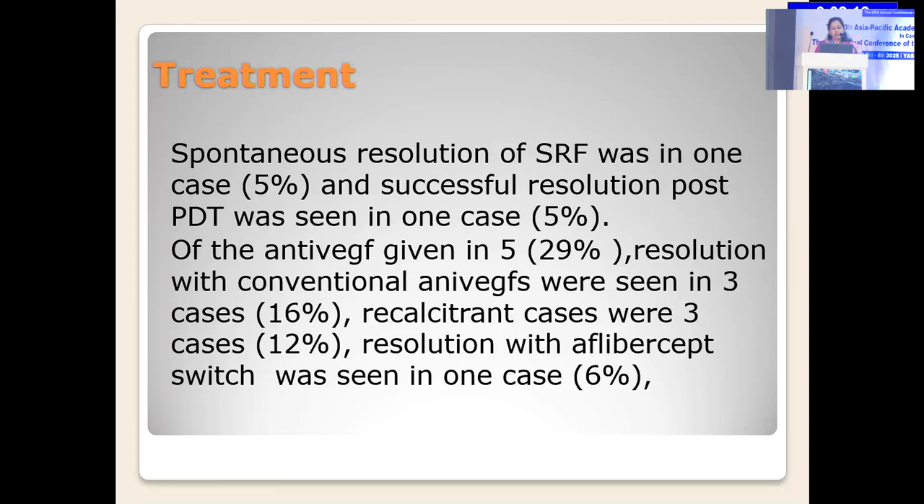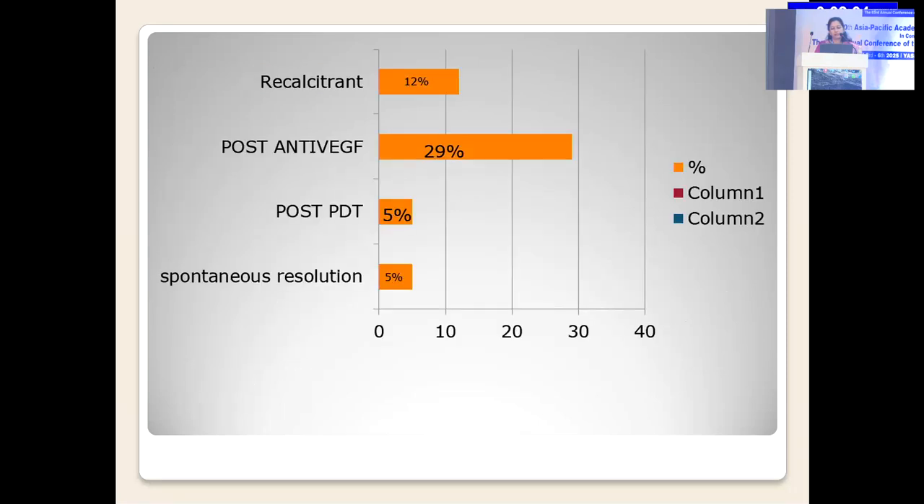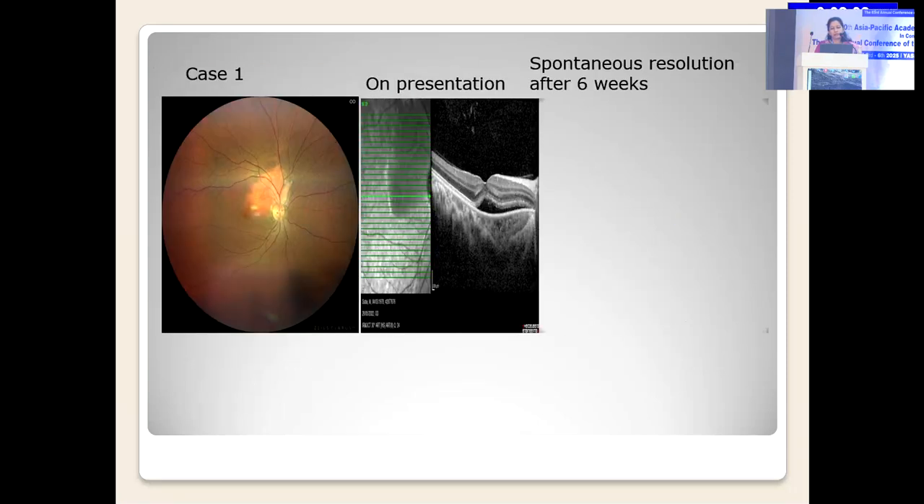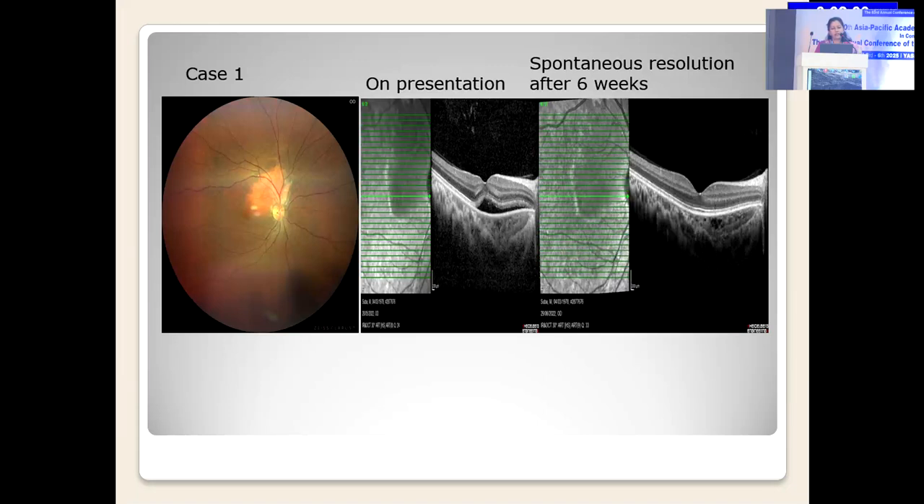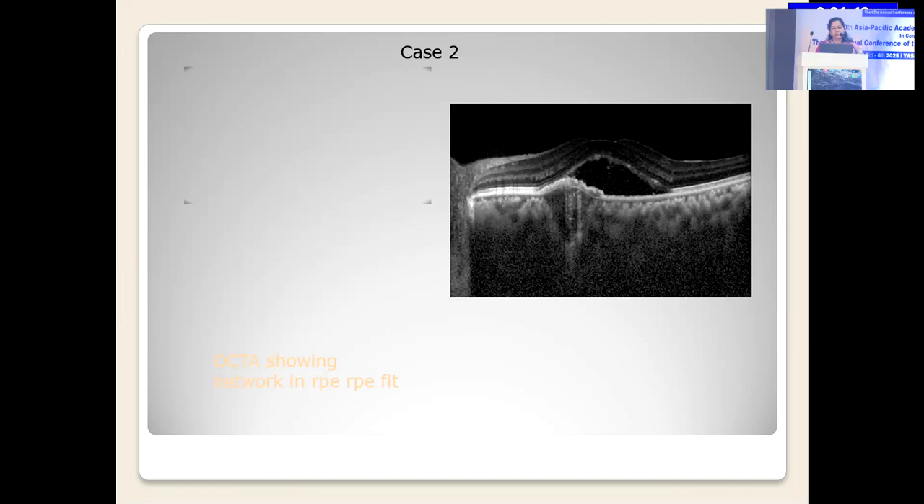Anti-VEGFs were given in 29%, out of which 12 cases were recalcitrant, and there was complete resolution with aflibercept switch in 1 patient. So case 1. The patient had peripapillary choroidal osteoma involving the macula. She was not willing for anti-VEGF agents. She was advised observation and she came back after six weeks and there was spontaneous resolution of SRF.